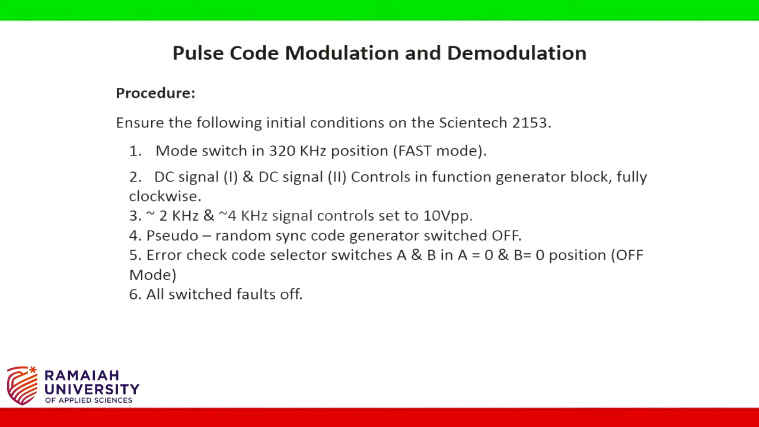The procedure is: ensure the following initial conditions on the Syntec 2153. Mode switch in 320 kHz position or fast mode. DC signal 1 and DC signal 2 controls in function generator block fully clockwise. 2 kHz and 4 kHz signal controls set to 10 volt peak to peak. Pseudo random sync code generator switched off. Error check code selector switches A and B in A is equal to 0 and B is equal to 0 position or off mode. All switched faults off.